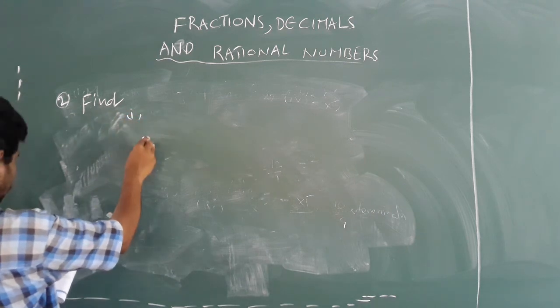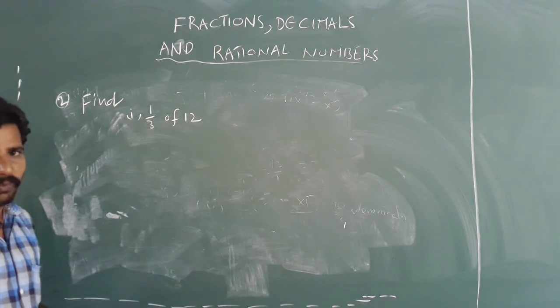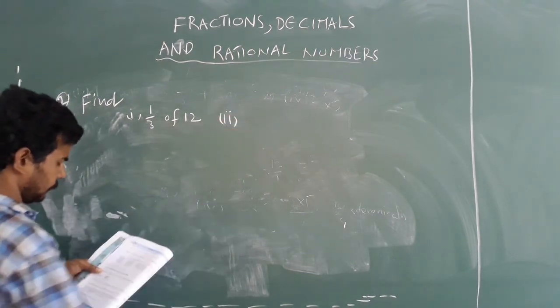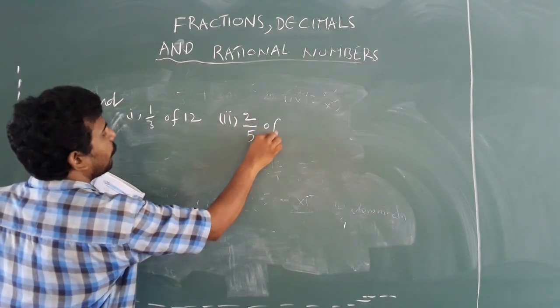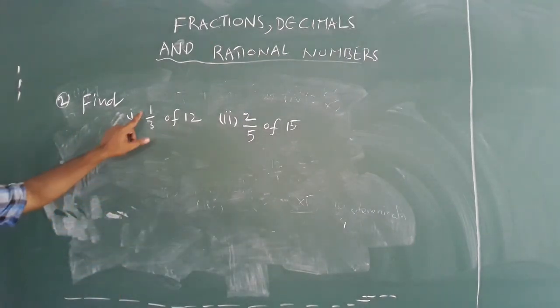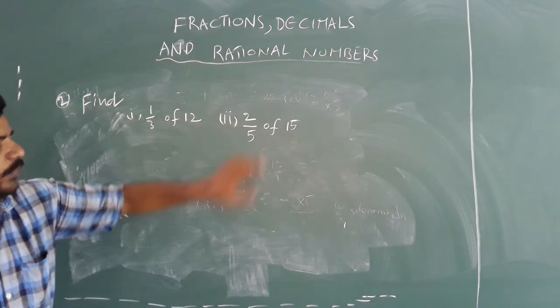Find in the first way: 1 by 3 of 12. Second problem: 2 by 5 of 50. See children? 1 by 3 of 12. Second one, 2 by 5 of 12.